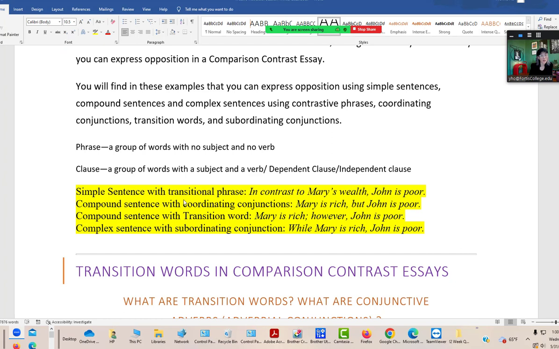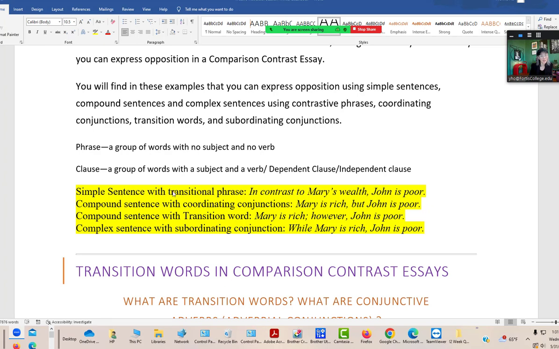And so when we write our comparison contrast essay, you will find you have to have different kinds of sentence structure. So you will find in these examples that you can express opposites. So instead of saying but all the time, you can use transition words of opposition. And so a phrase is a group of words with no subject and no verb. A clause is a group of words with a subject and a verb.